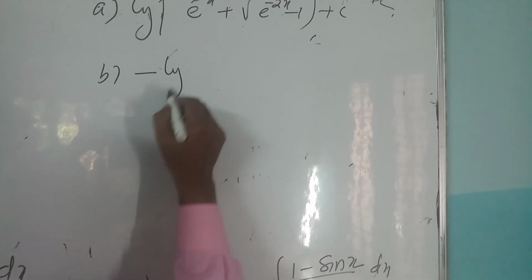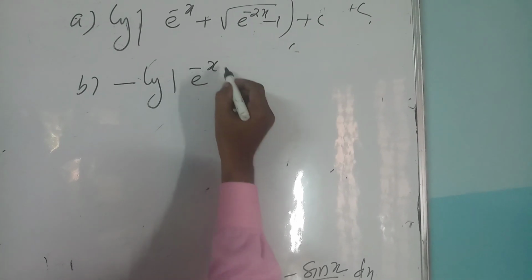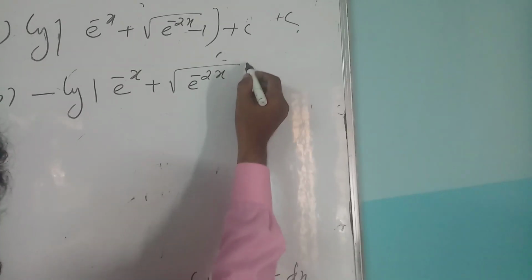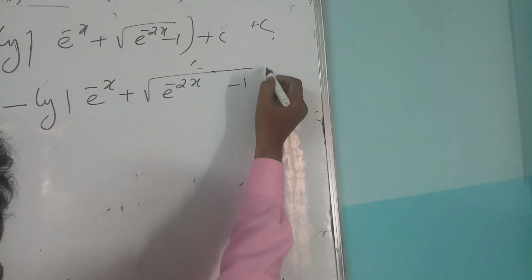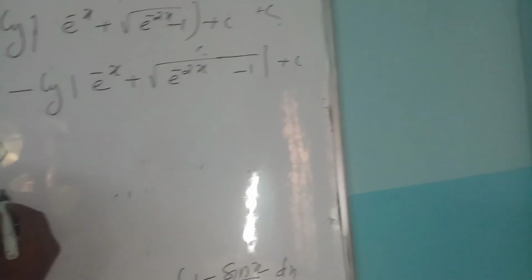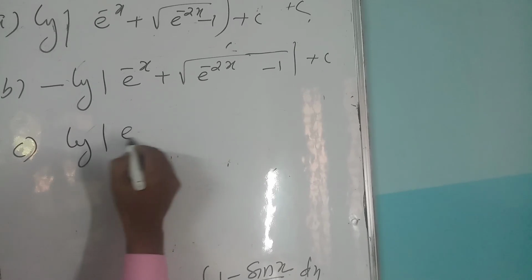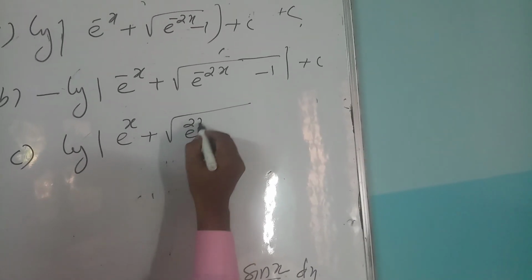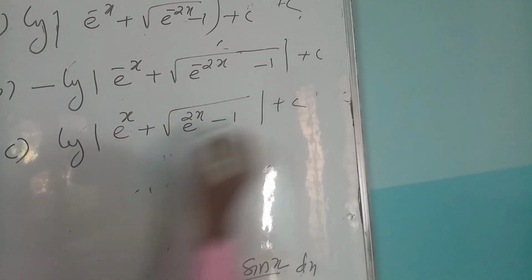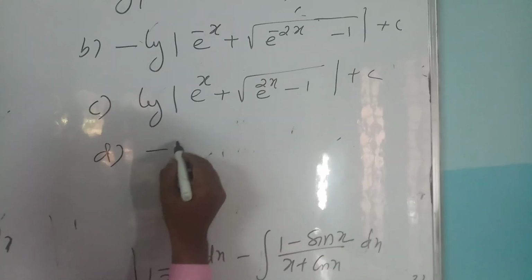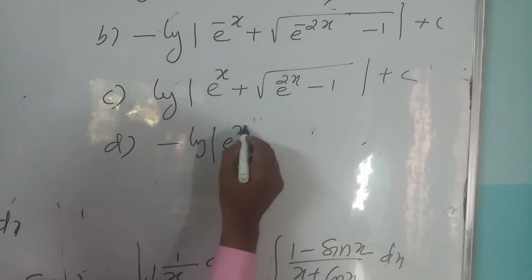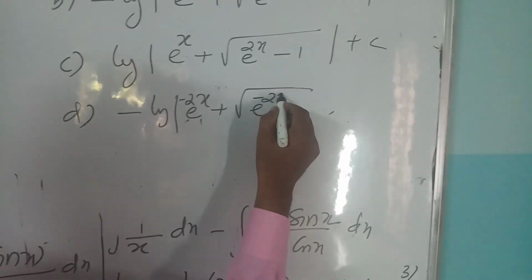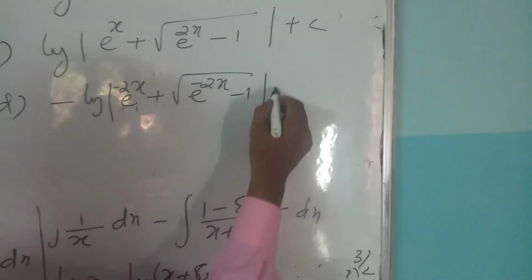Minus log mod e raised to minus x plus root of e raised to minus 2x minus 1 plus c. (c) Log mod e raised to x plus root of e raised to 2x minus 1 plus c. The last choice: minus log mod e raised to minus 2x plus root of e raised to minus 2x minus 1 plus c.